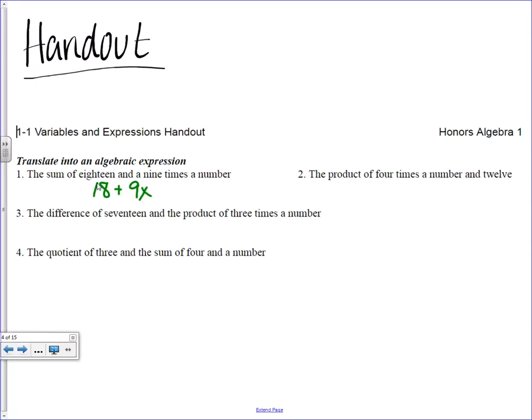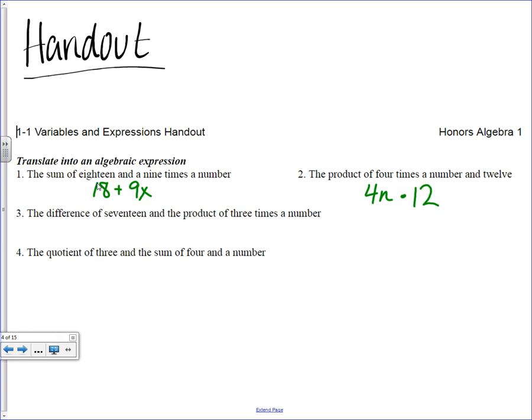The product of 4 times a number and 12. What does product mean? Multiply. Do I start with the multiply symbol? No. I'm going to start with 4 times a number. How do I show 4 times a number? I'll use N this time. And you told me product meant to do what? Multiply. And what am I multiplying that by? Wonderful.